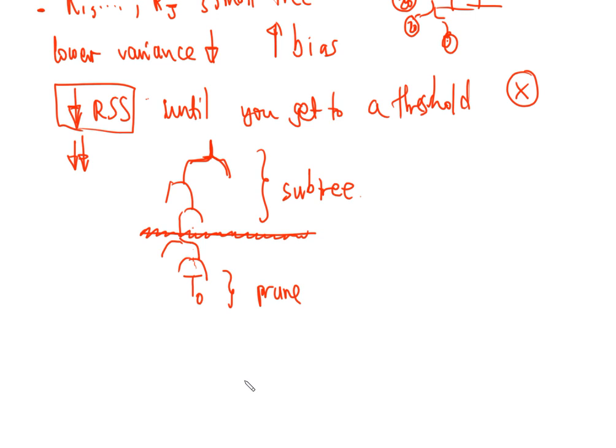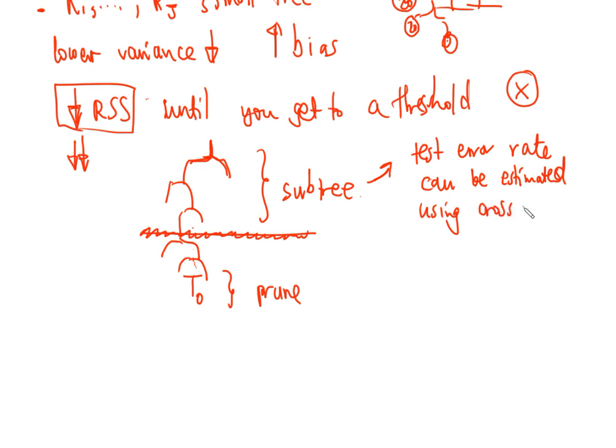So given this subtree, test error can be estimated using cross-validation, right? So what we're going to do is cross-validation.